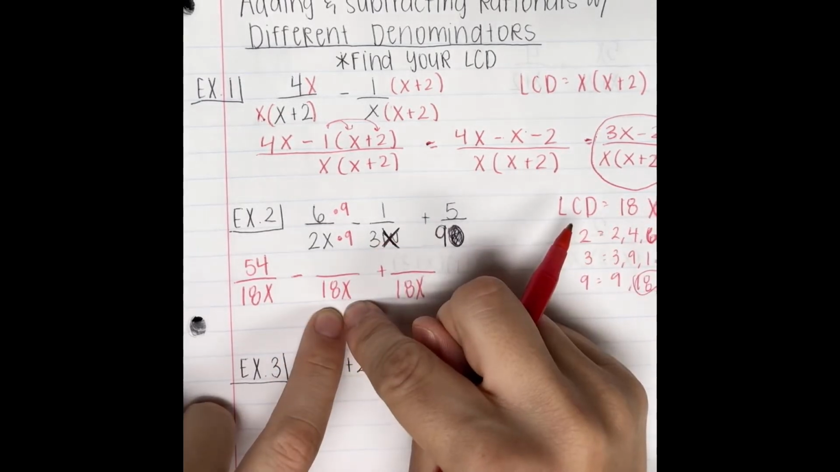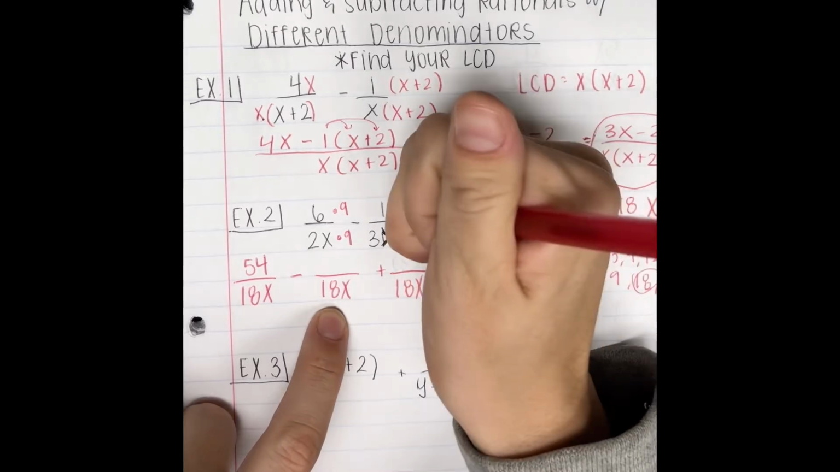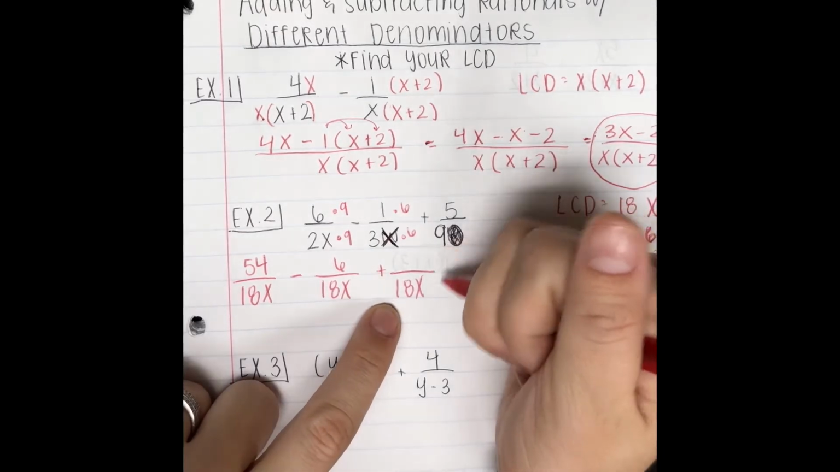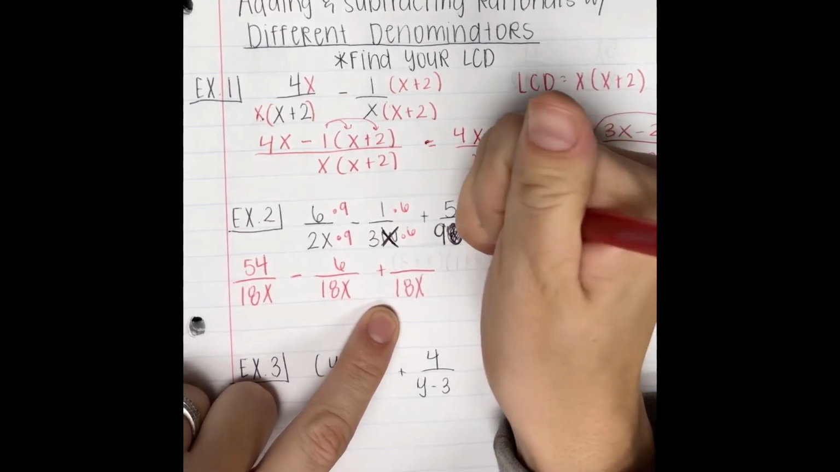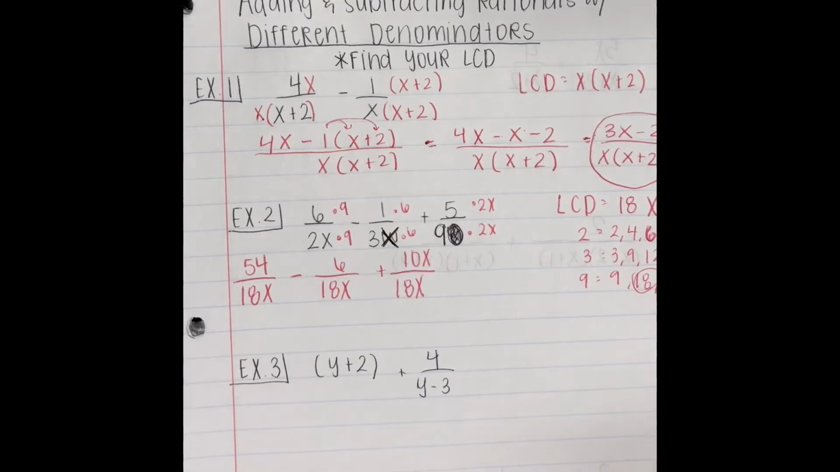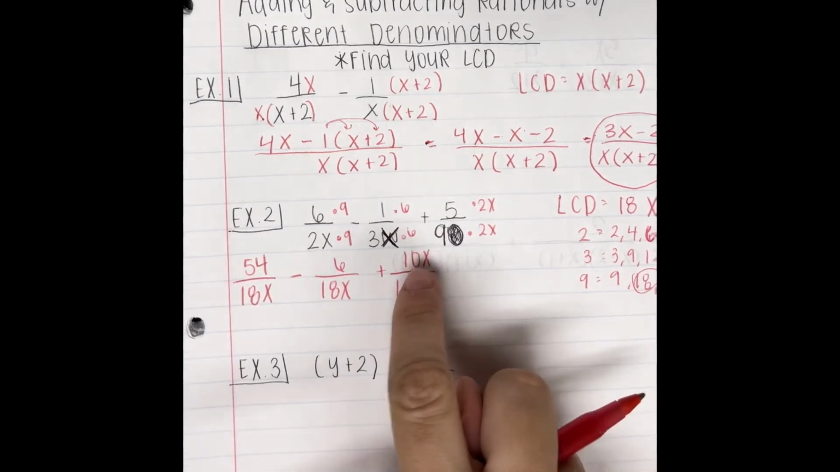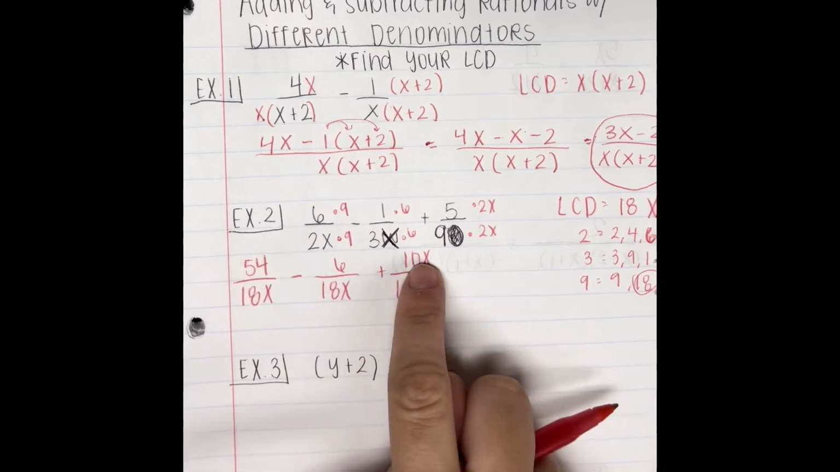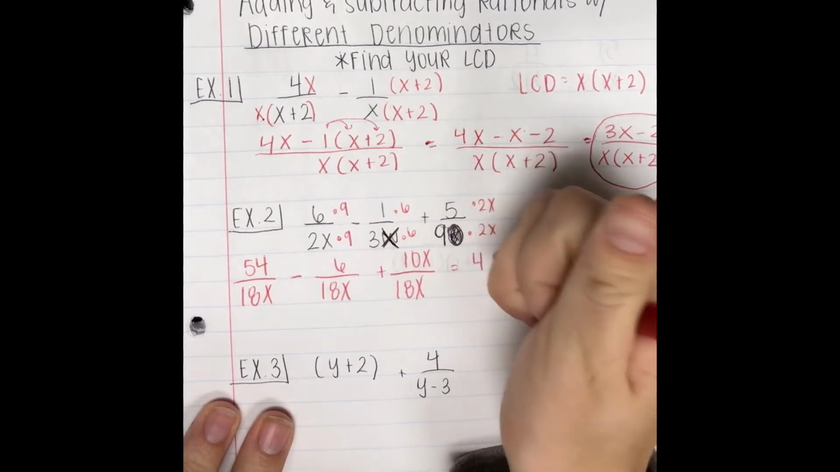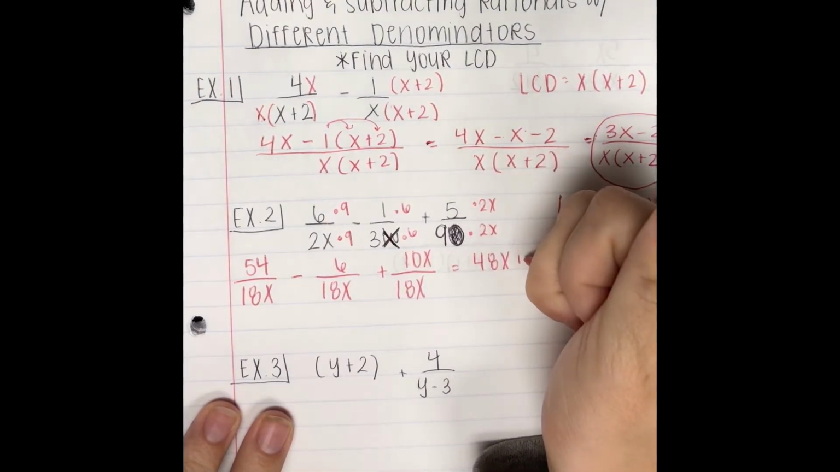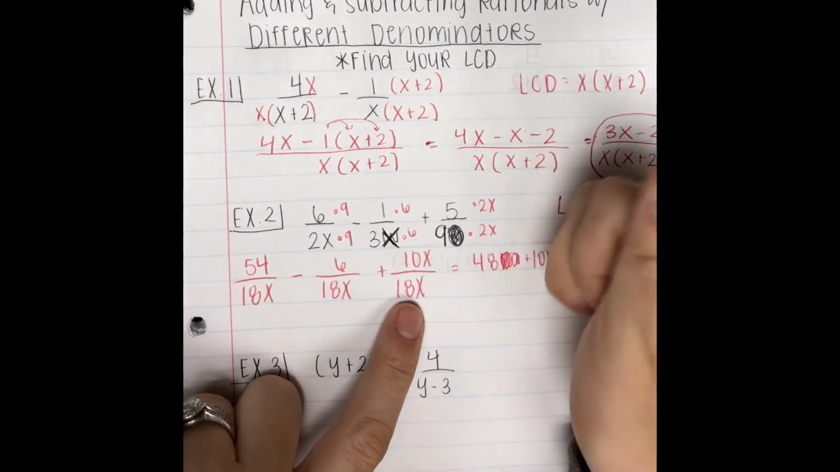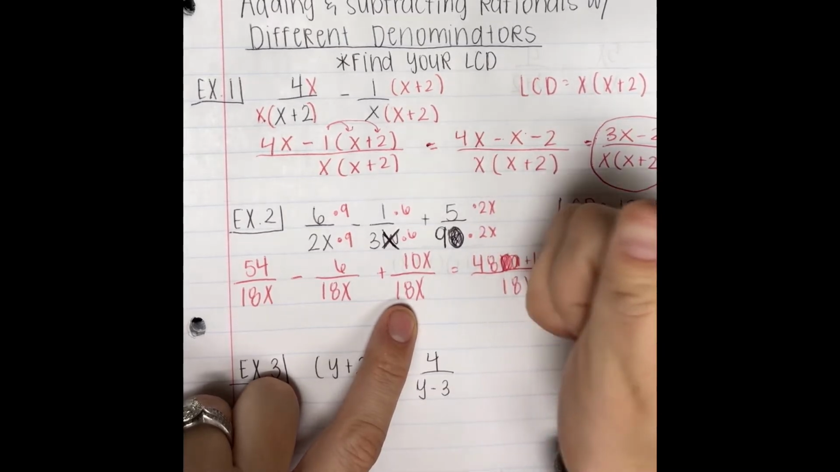3x to become 18x is going to be times 6 on top and bottom. So minus 6. And then 9 to become 18x needs to be multiplied by a 2x. Okay? So 5 times 2x gives us 10x. On the top, 54 and 6 can go together, but not 10x. So 54 minus 6 would give us 48. Ooh, not 48x, just 48, sorry, I'm looking at the 10x. So we'd have 48 plus 10x divided by 18x, okay?